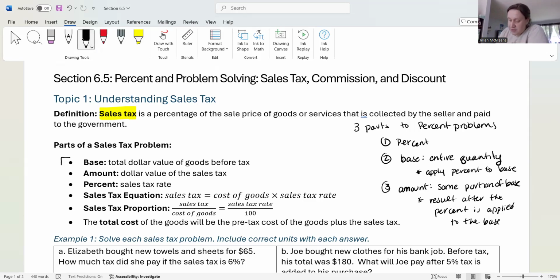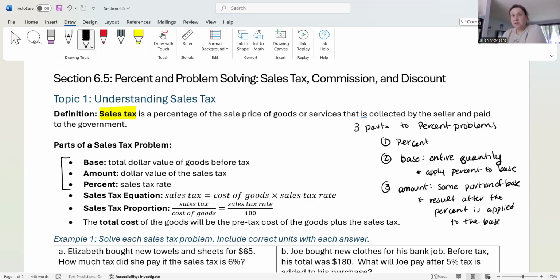So when you're dealing with a sales tax problem, the base is going to be the total dollar value of the goods before the tax. The amount is going to be the value of the sales tax, and then the percent is going to be the sales tax rate. A lot of times in math, we use rate, and it just means some kind of a percent. So it's different than the rates and ratios that we talked about before. Here, when we say rate, we mean a percentage.